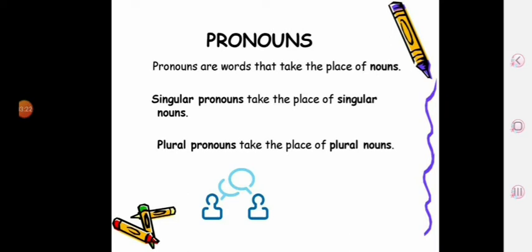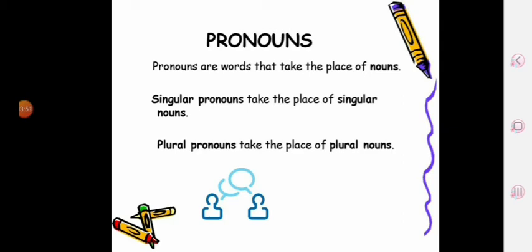Suppose we are talking about Ram and Jaya going to the market. So what will we write again? They are roaming in the market. Okay, now instead of Ram and Jaya, what have I used? I have used a plural pronoun. I have not used he and he are going to market. No, I have used a plural pronoun, right? So for plural nouns, we will use plural pronouns only.